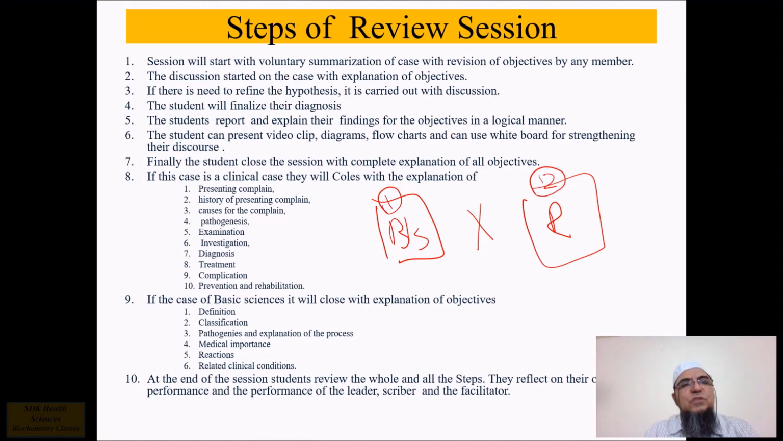What are the steps of the review session? Again, the review session will start with the voluntary summarization of the case. The leader welcomes the group and will say, okay, does anybody want to summarize the case which we did in the previous session? So anyone can start the summarization of the case, and then this was the case of a 50-year-old male who came to the casualty with retrosternal chest pain for the last 3 hours with associated symptoms of vomiting, nausea or sweating, like this. And for this case, we had these objectives 1, 2, 3, 4, 5, 6. Count the objectives.